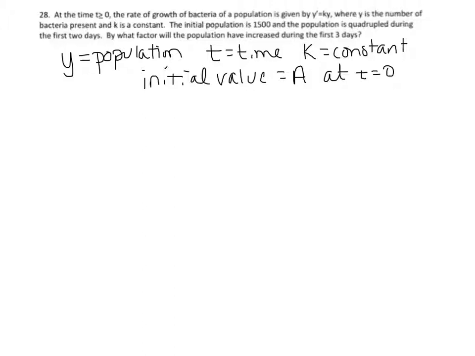Don't be distracted by this y prime equals ky. That's really the last thing we're going to be using. What we are told is that y is going to represent the population of the bacteria. We know that k is some constant multiplier that we're trying to find. We're going to have some initial value, we're going to call it a in this particular problem. And initial values occur when time is equal to 0. So we're going to be looking at an initial value at t equals 0, which means that we should also have a variable t for time.